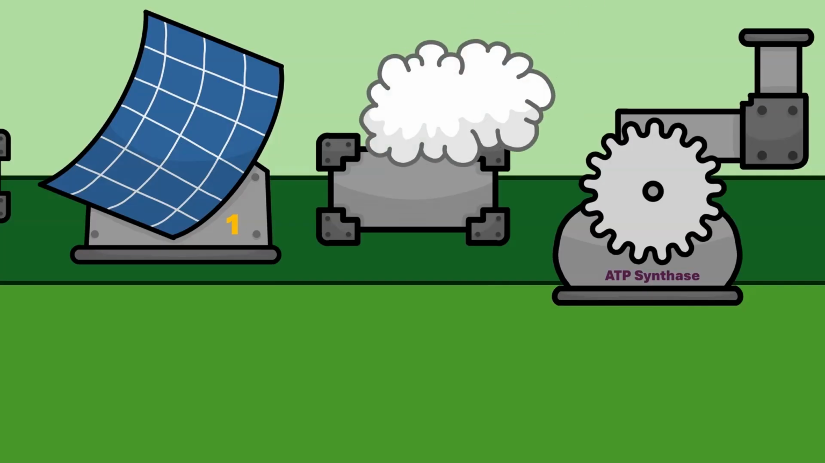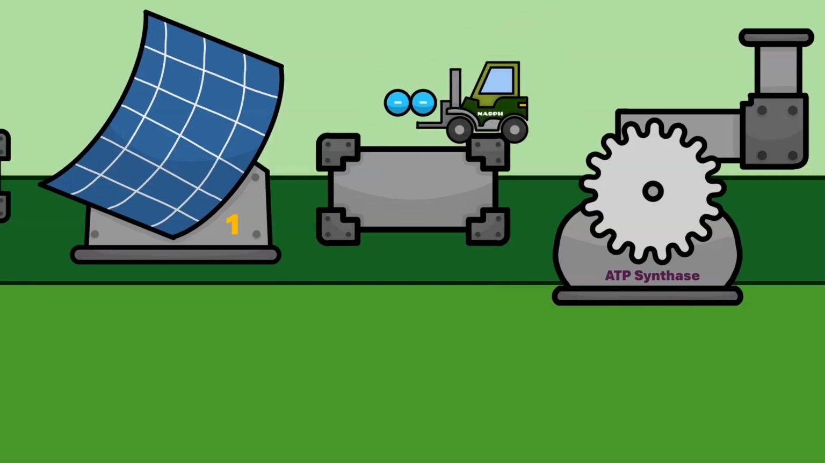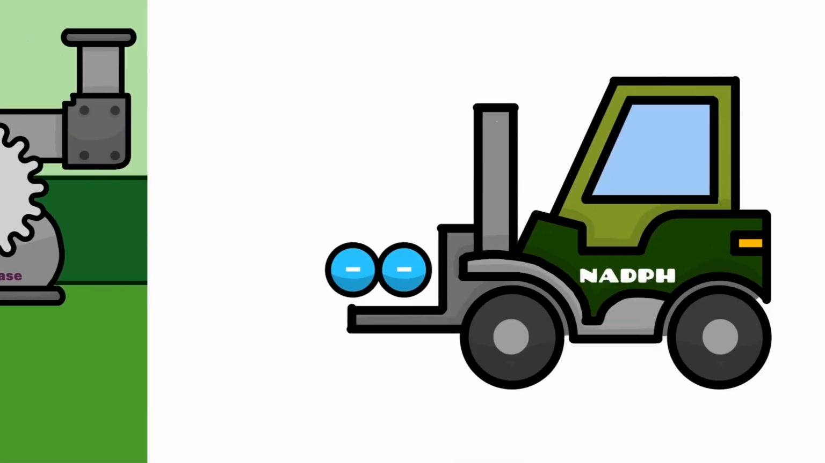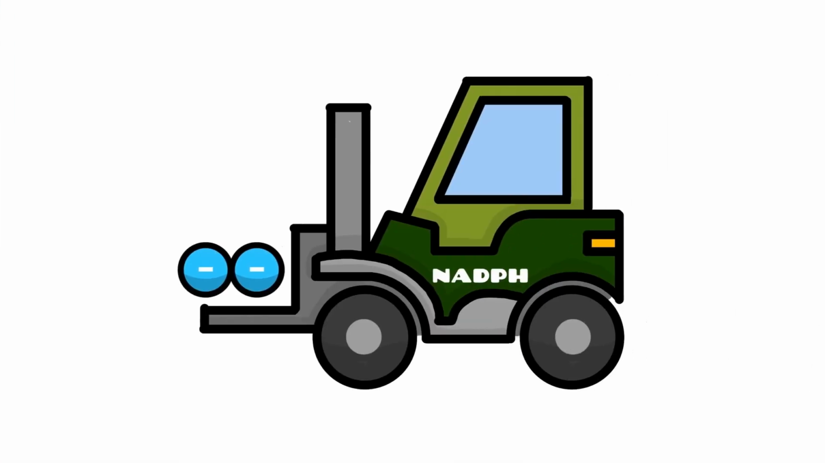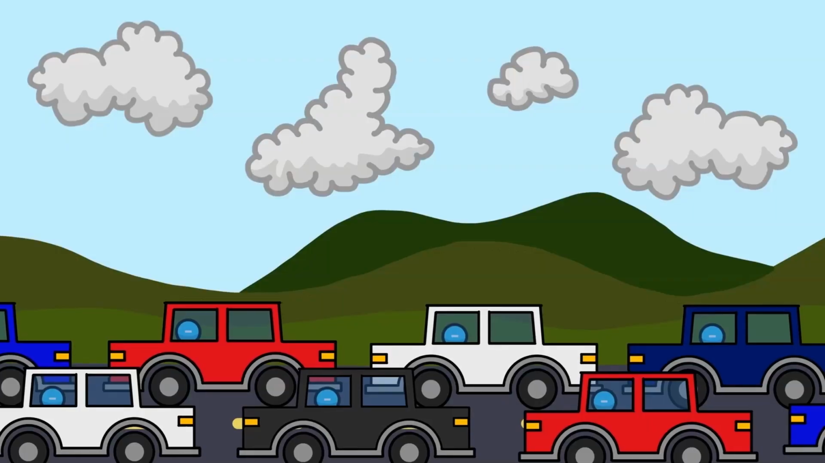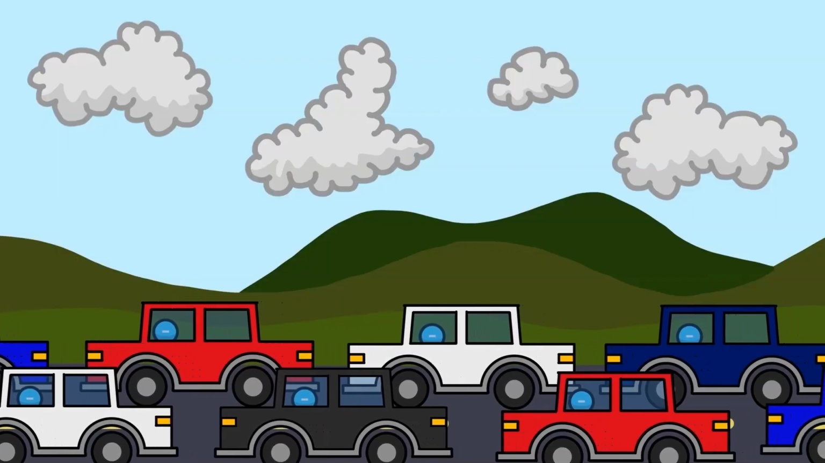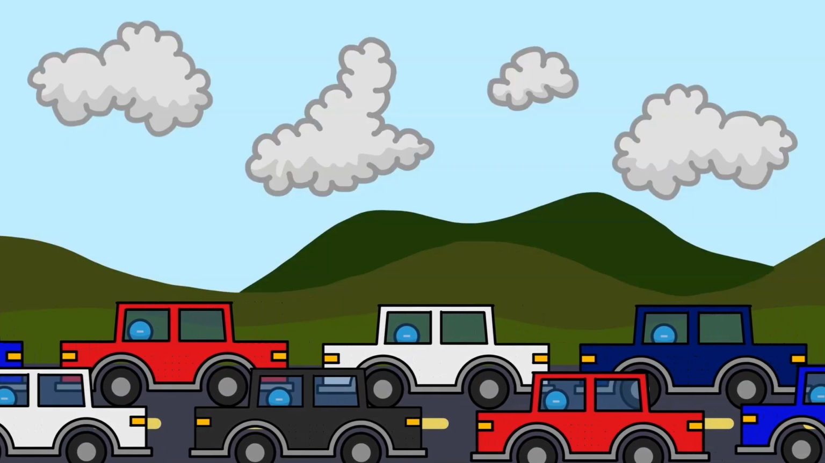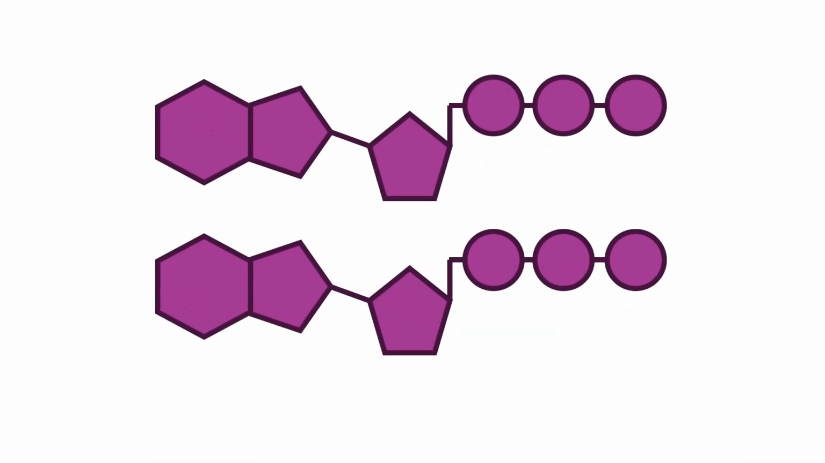NADP+ grabs the hydrogen and makes NADPH. Imagine NADPH is a forklift since it's an electron carrier. If those electrons don't clear out, it creates a traffic jam of sorts. Photosynthesis stops and the plant dies. Each cycle makes about 1 to 2 ADP and 1 NADPH.